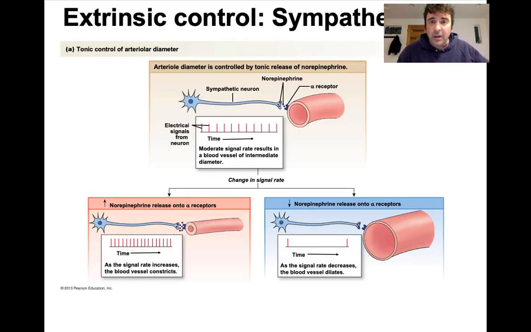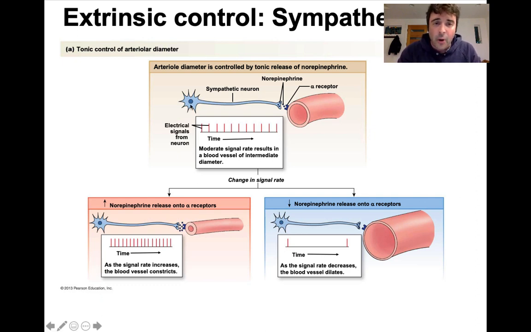Extrinsic control is mediated by the sympathetic nervous system. It just means control externally, essentially, and that's why the nervous system and the endocrine system are two systems of homeostasis. They can detect, sense, and respond to changes within the internal environment and affect other organs and organ systems.